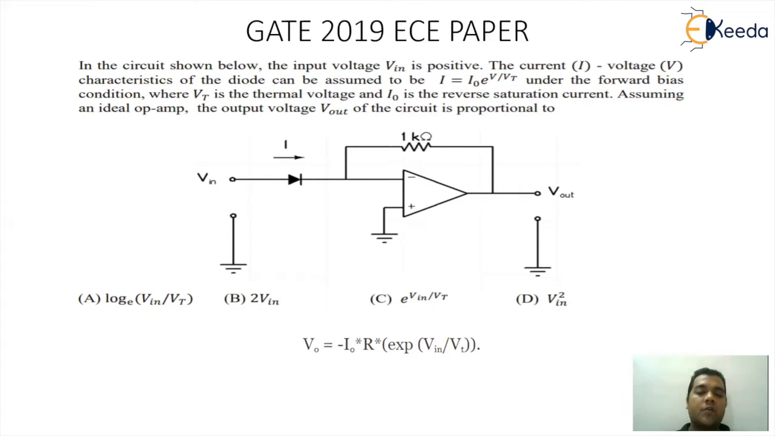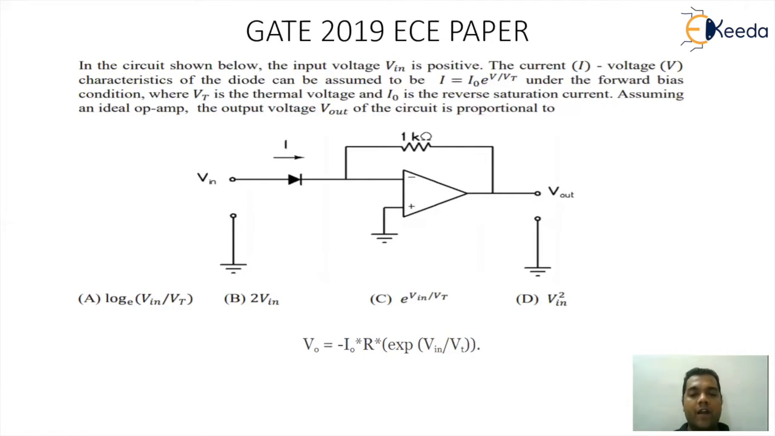But since here the nu value is given as 1, because in the expression of current it is clearly mentioned I is equal to I naught e raised to V by Vt, implies the nu is going to be 1. Ideality factor is going to be 1. So that's the reason the value of VO will become minus of I0 into R e raised to V in by Vt. So it is obvious that the output is going to be a function of exponential term V in by Vt. So it's a direct proportion relation.